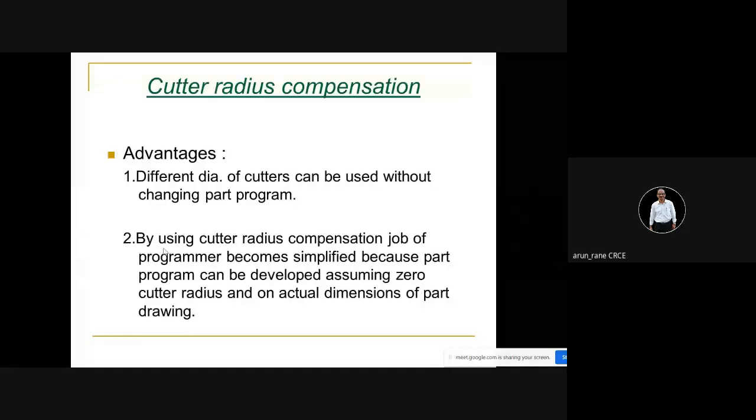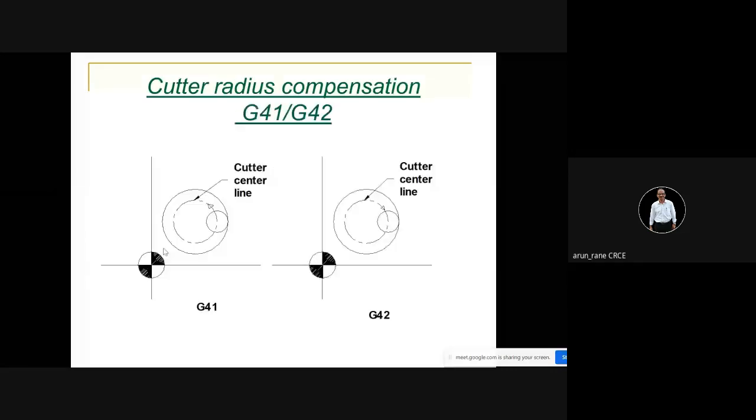So please copy this because this is very important. G41 and G42, please copy this in your notebook. I will give some time.